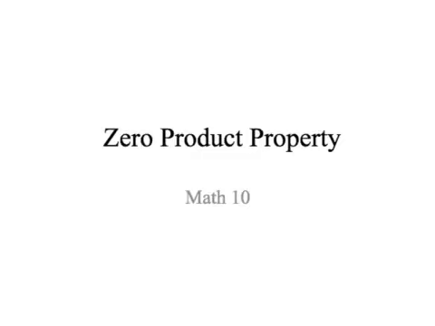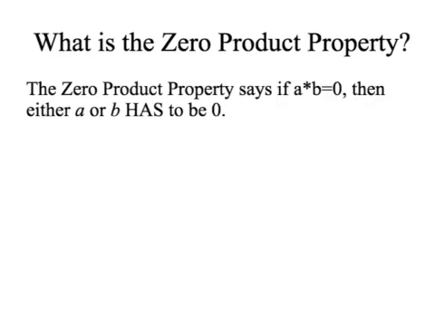We spent all the time factoring, and now we're going to see one of the reasons that we factor by using the zero product property. Now, the zero product property says if I multiply two numbers together and I get an answer of 0, then one of those numbers or one of those variables has to be 0. So if I do a times b, my answer is 0, then either a or b or both of them have to be 0.